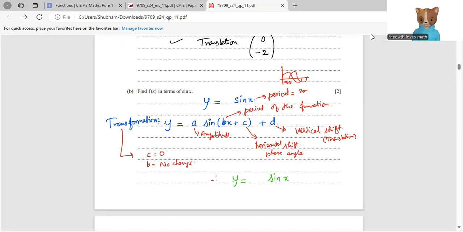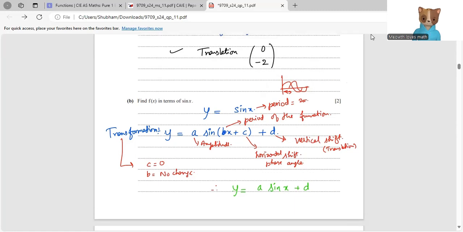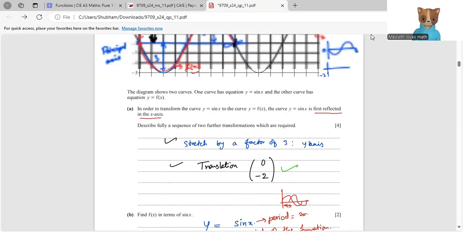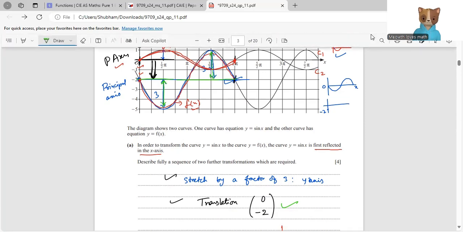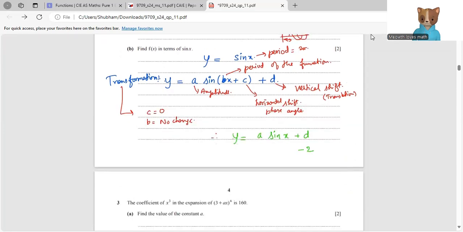Now I'm worried about plus d and a. So a is the amplitude and d is the vertical shift. The vertical shift we have already seen from the transformation, which is -2, and a is the amplitude. So what is the principal axis? Principal axis is this -2 and amplitude is 3. Okay, yes. So amplitude is 3. So now I'll just write amplitude as -3. So y equal to -3 sine x minus 2.